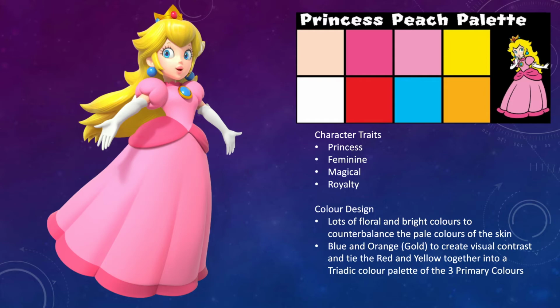Okay, so they've got a very bright colour palette, but she's also got a lot of light blue. Obviously, it ties back to her eye colour, which is the same as Mario and Luigi. But also, she's got a lot of orange and gold because she's Princess Peach. So they want to link that back in.